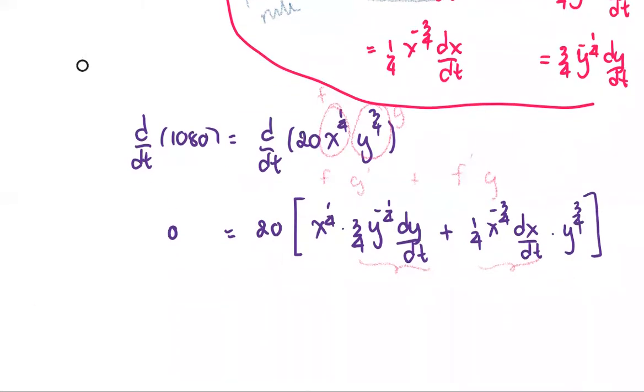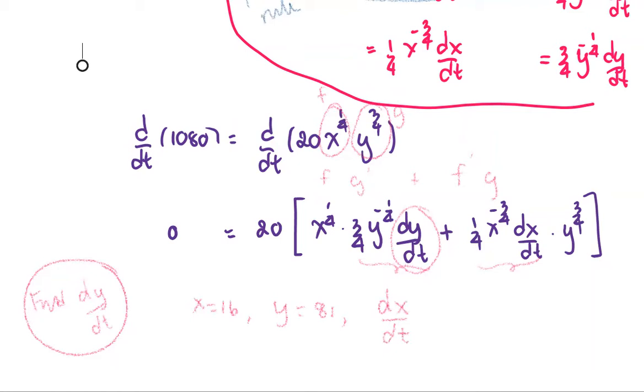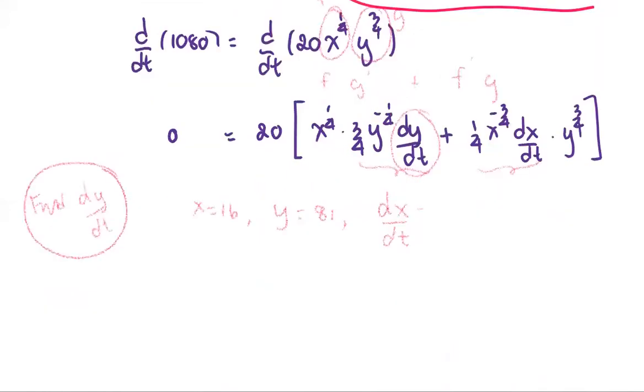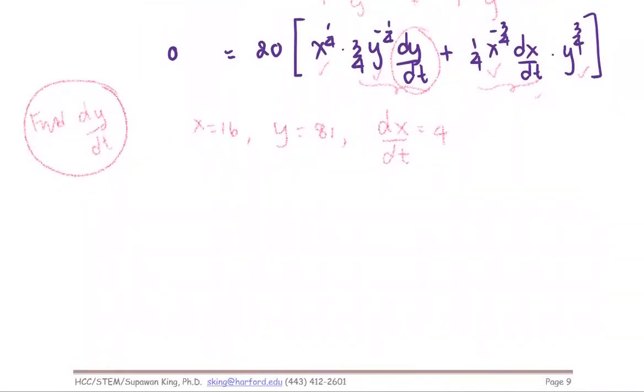Recall, our goal is to find the rate of change of the units in capital per month. Where is the dy by dt? Dy by dt is part of the expression inside the bracket. We're going to work on that piece and then rearrange the expression, replacing the values that we know. From what we know, the x value equals 16, the y value equals 81, and the dx dt, which is the change of the labels in month, is positive, which is the value 4. That's what the problem provided. So this is 4.